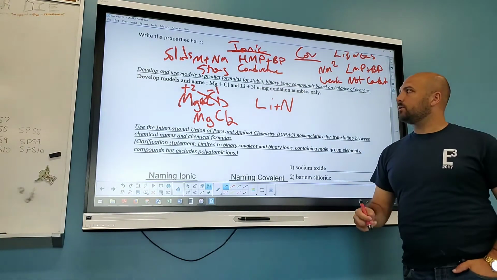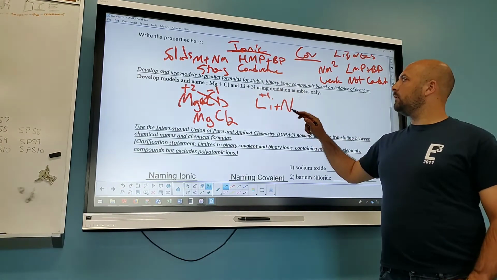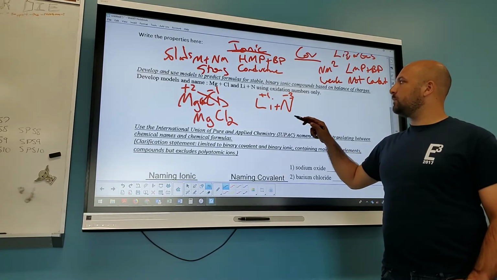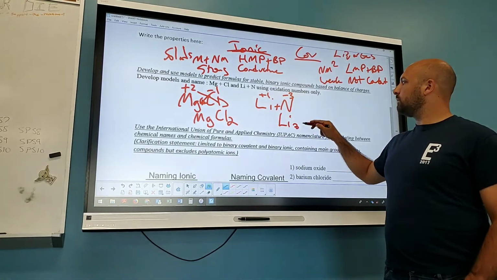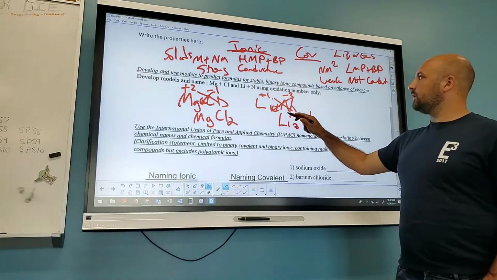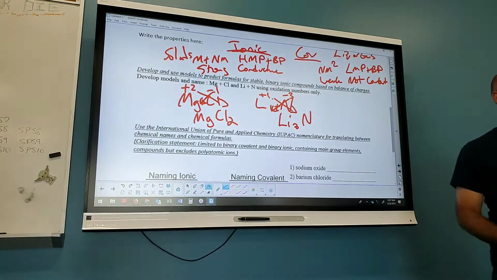What about lithium and nitrogen? Plus 1 and minus 3. And we switch and we get Li3N. Yep. Swap the doodle. Li3N. Okay?